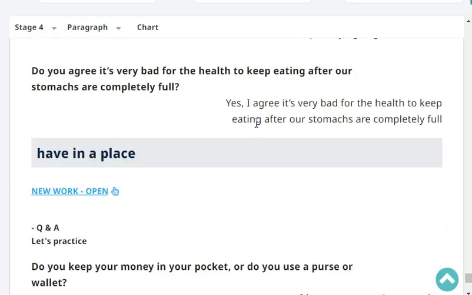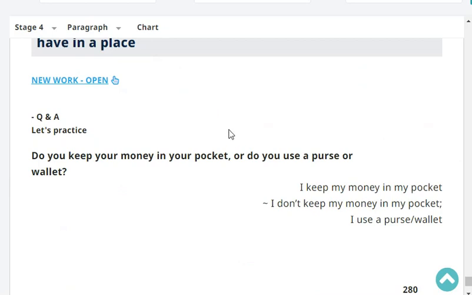Do you agree it's very bad for the health to keep eating after your stomachs are completely full? Yes, I agree. It's very bad for the health to keep eating after our stomachs are completely full.